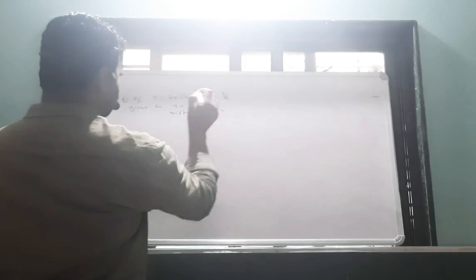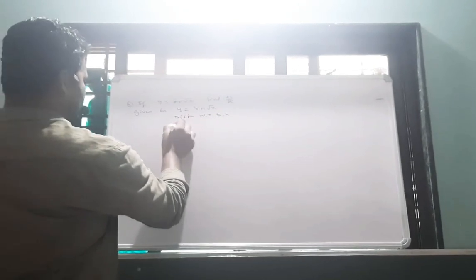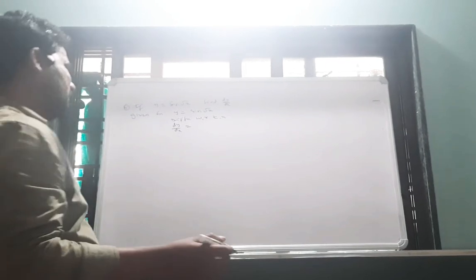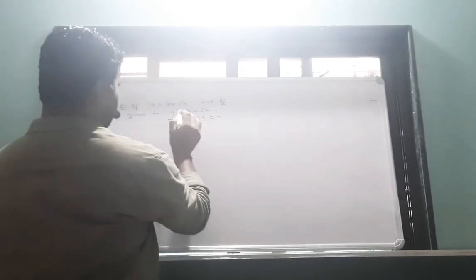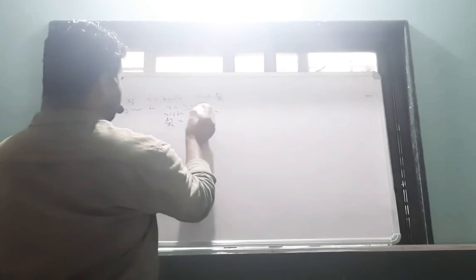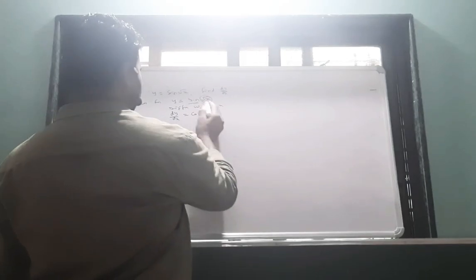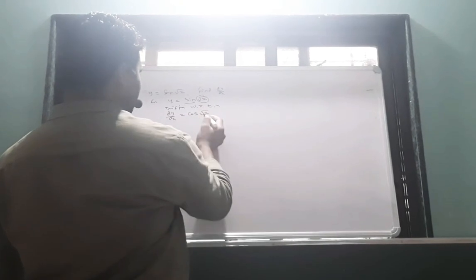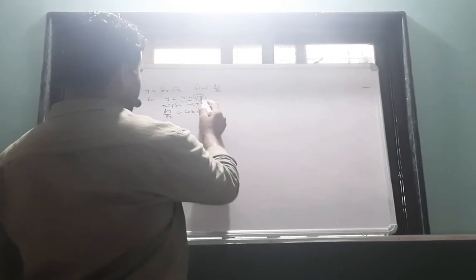So differentiating this function. The derivative of y with respect to x, dy by dx, is equal to the derivative of sine. Here observe the sine and root x. First we have to find the derivative of sine u, where u is root x. The derivative of sine u is cos u, then into du by dx.